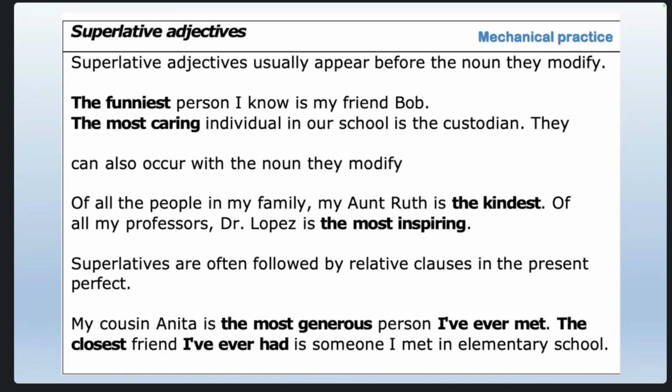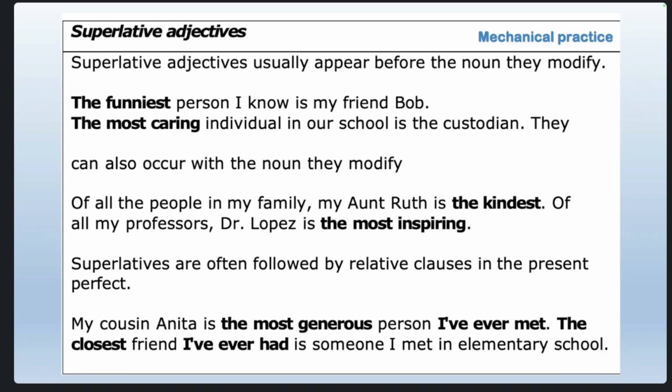And then we give examples. The funniest person I know is my friend Bob. The most caring individual in our class is the custodian, etc. And these sentences are from a book I've taken as such. I'll tell you the name of the book later. In our classes, we would be using expressions, names, etc., which our students are comfortable with. That is where the authenticity comes in.